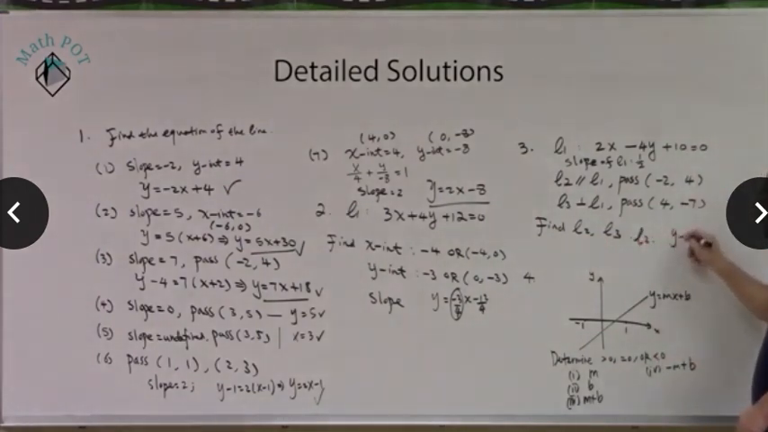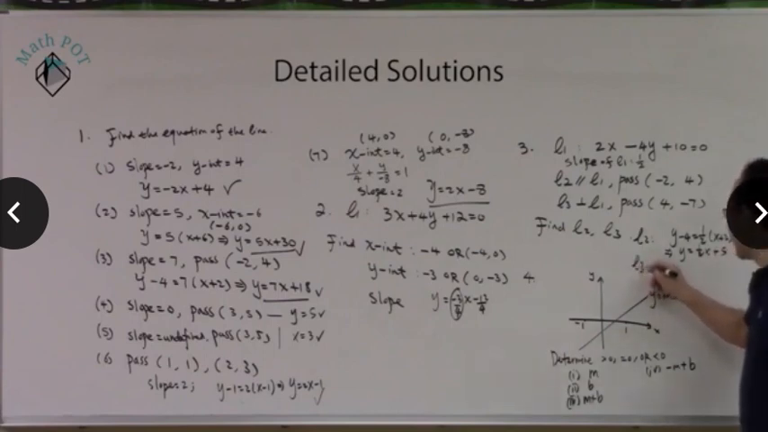So y minus 4 equals the slope, which is a half, times x plus 2. Of course, simplify, and this gives us y equals half x, plus 1 here. We move this 4 to this side, which becomes plus 4. That gives us plus 5. That is the answer for this one.